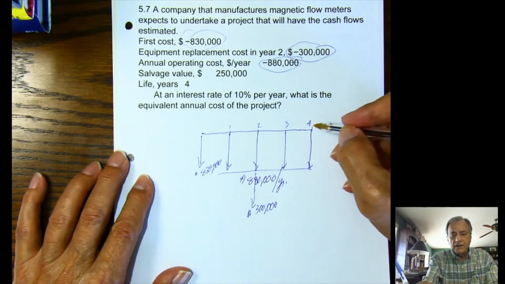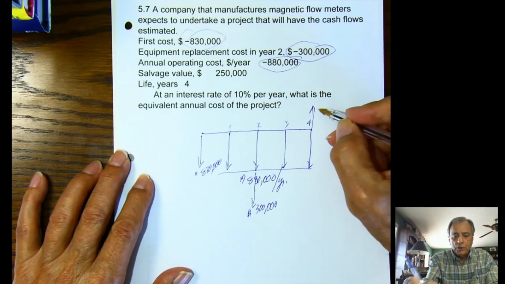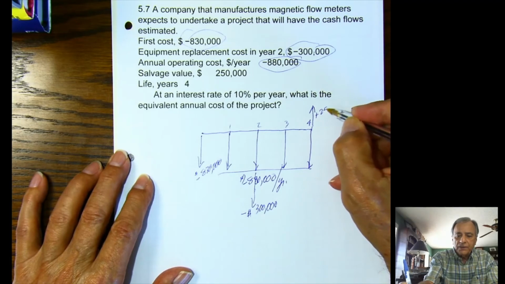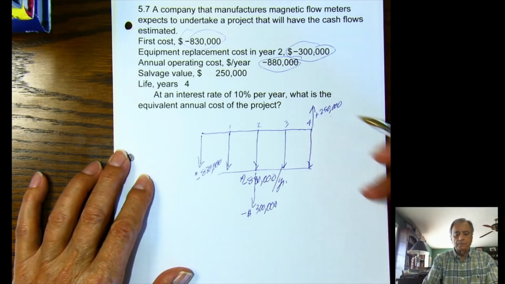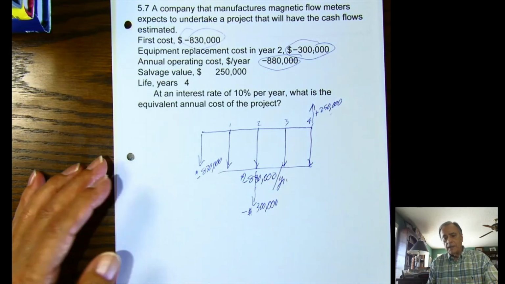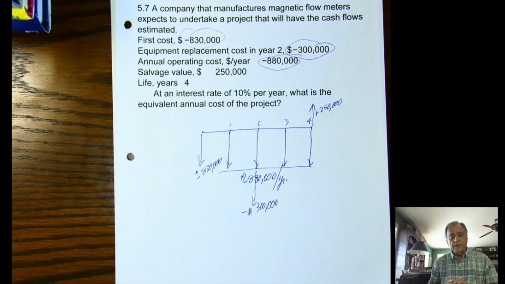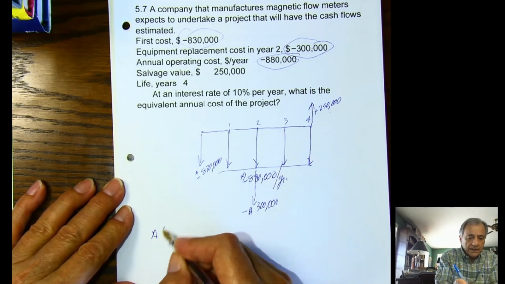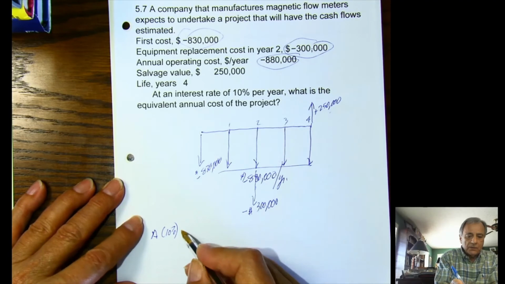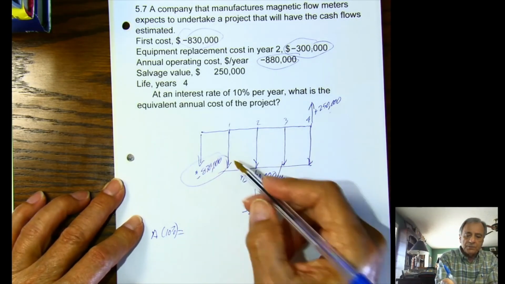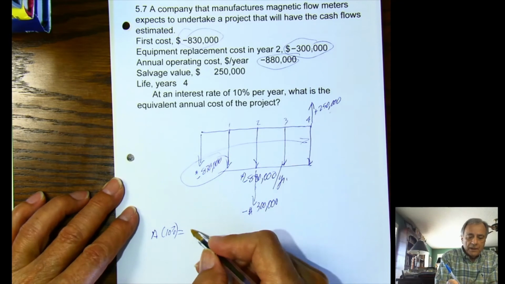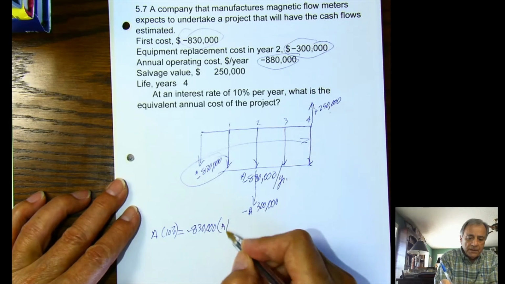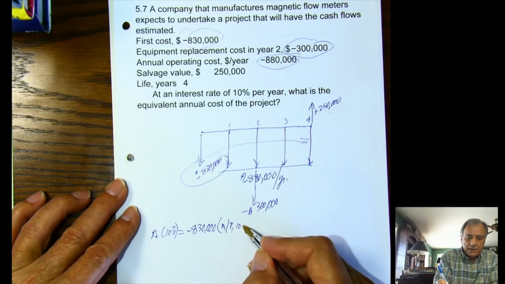And then we have the salvage value of plus, these are all minuses by the way. And then we have this plus $250,000 at time 4. And we want to get the annual equivalent over the 4 years of that cash flow. So I'll say A at 10% equals, I'll start with this and I'll spread it over 4 years. So I'll get minus 830,000 times A given P, 10% for 4 years.